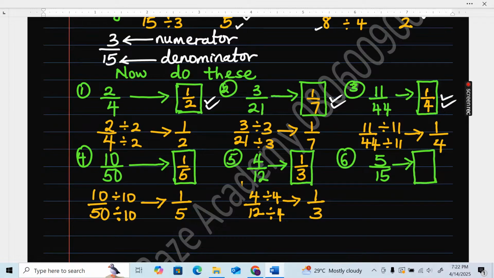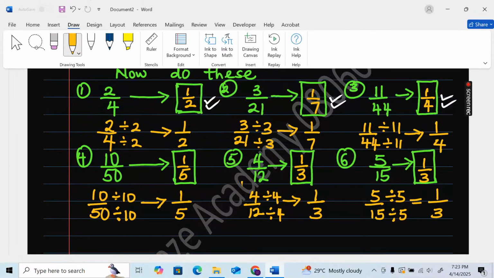Okay, now moving on to number 6. We are still going to divide the fraction 5/15 by the numerator. The numerator here is 5. So let's divide by 5. We also divide the denominator by 5. So 5 divided by 5 is 1, over 15 divided by 5, that is 3. The answer here is also 1 over 3. I hope you can see that it is very simple.